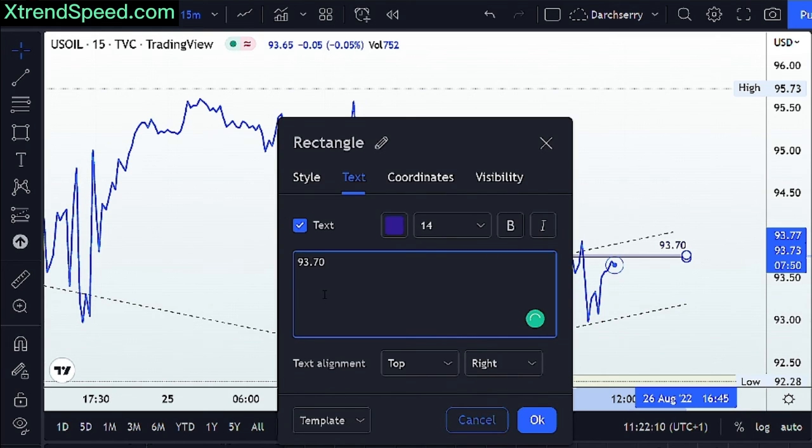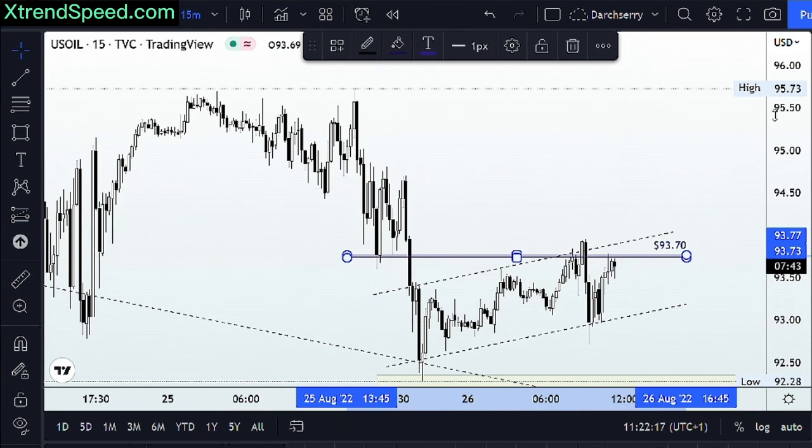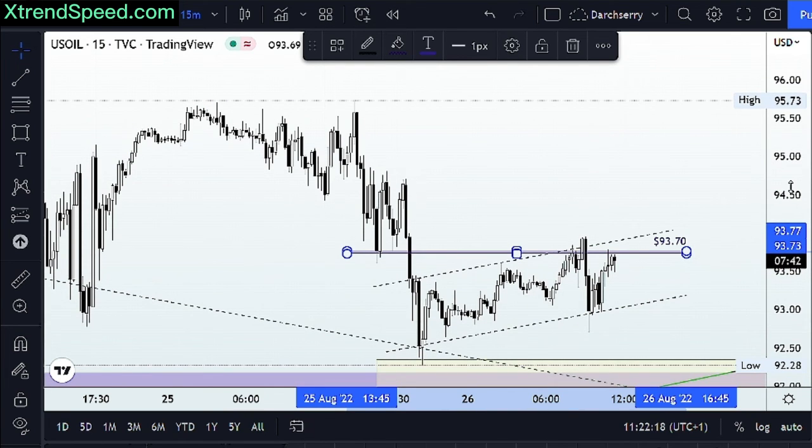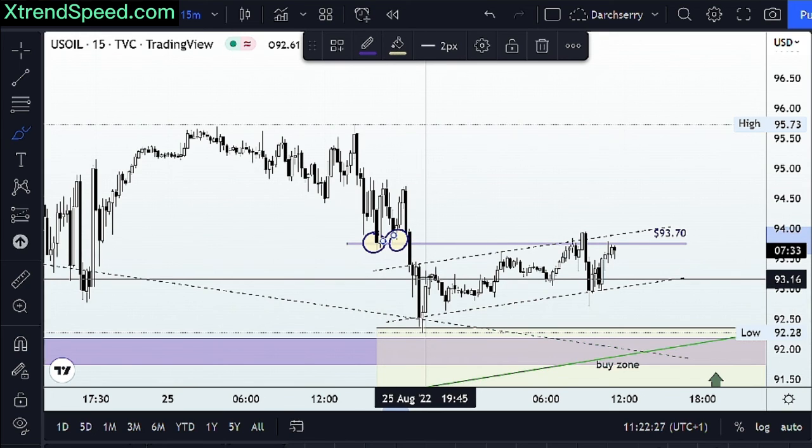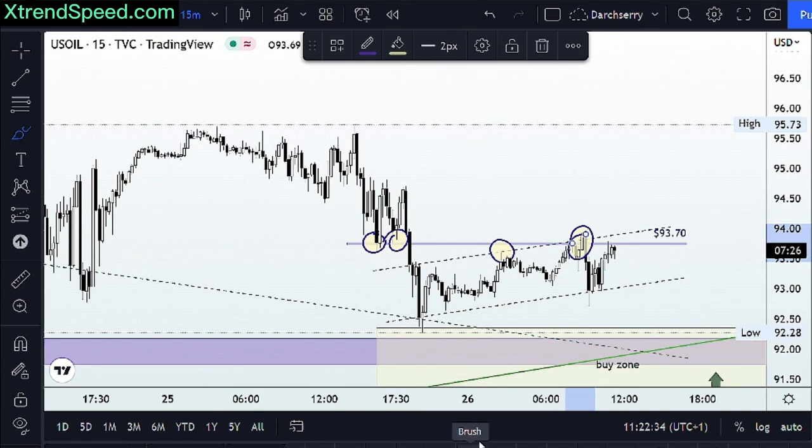So we have a $93.70 level here, and the reason why I have this level here is simply this. If we look to the left, we can see how this level has held price supported. We saw how this level held price supported before the breakdown happened. Then we had a rejection around this area. We had a rejection around this area by the sellers as well.